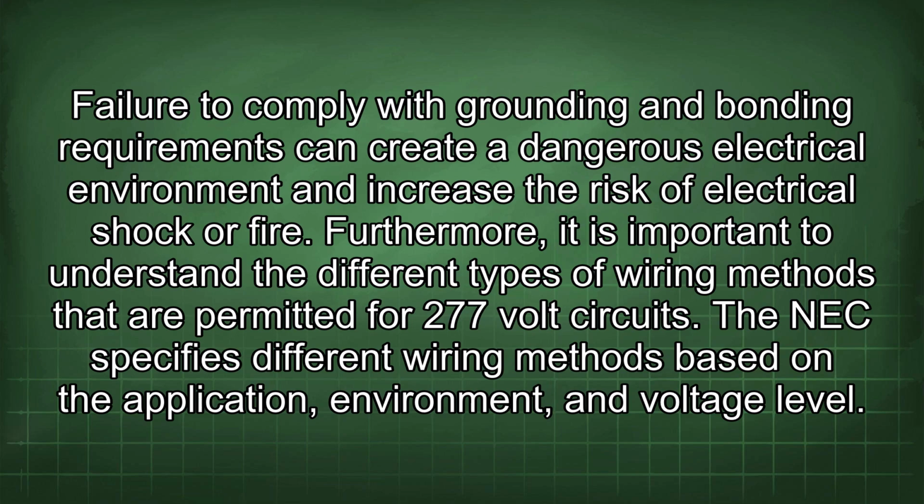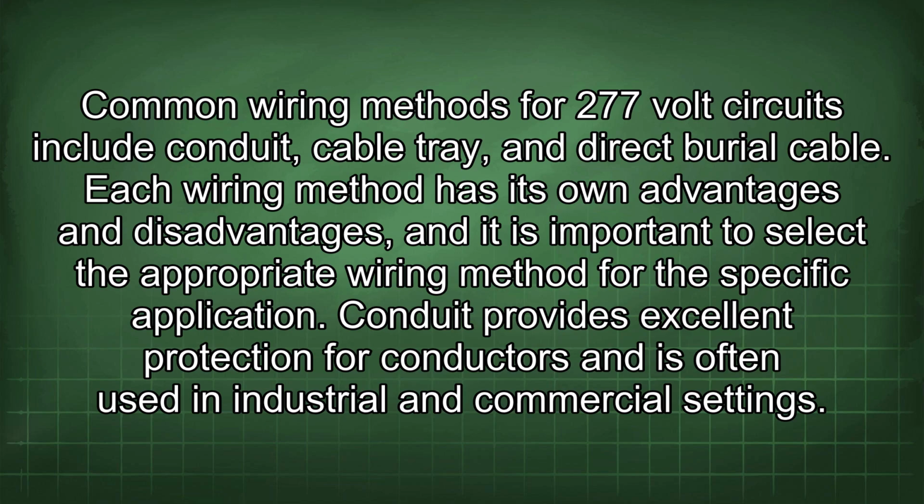Failure to comply with grounding and bonding requirements can create a dangerous electrical environment and increase the risk of electrical shock or fire. Furthermore, it is important to understand the different types of wiring methods that are permitted for 277-volt circuits. The NEC specifies different wiring methods based on the application, environment, and voltage level. Common wiring methods for 277-volt circuits include conduit, cable tray, and direct burial cable.